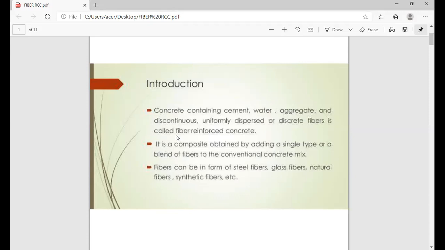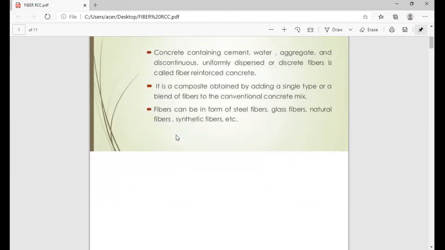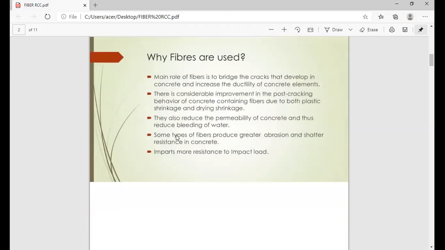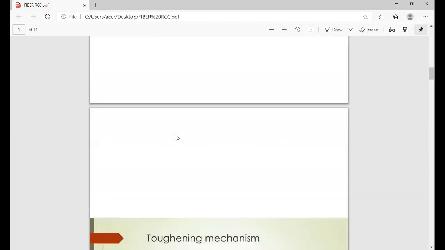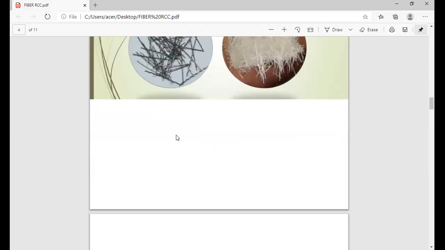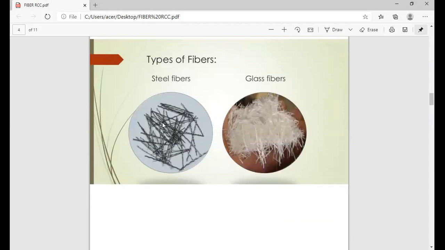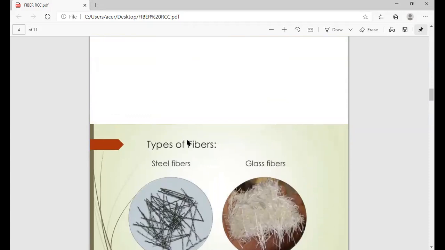It is a composite obtained by adding a single type or a blend of fibers to the conventional concrete mix. You can see that fibers are actually very small, their size is in microns, right? You can see here these are fibers and their sizes are in microns. This type is steel fibers, and these fibers are called glass fibers.